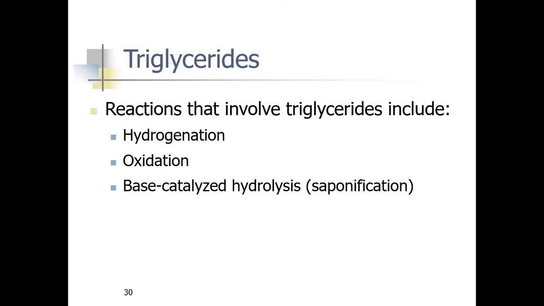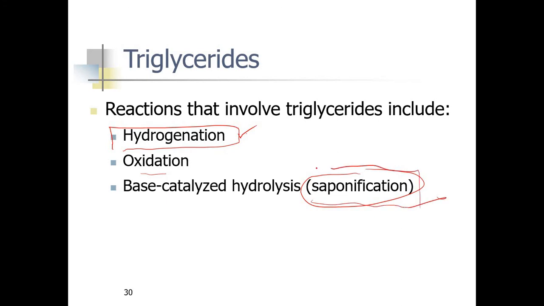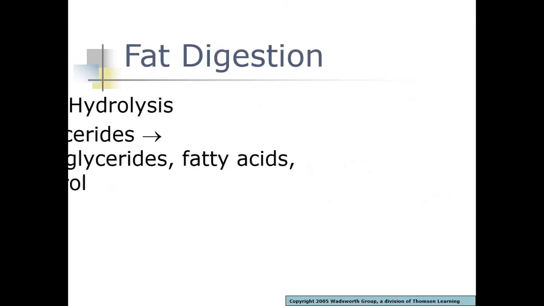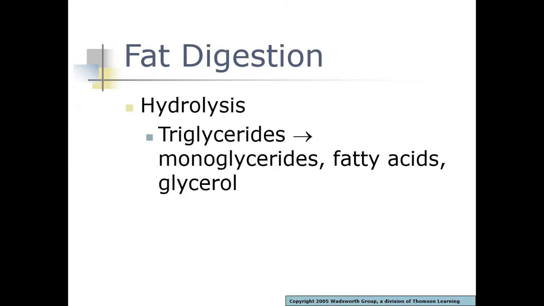The reactions that triglycerides undergo are hydrogenation. You have observed this when unsaturated fats are converted into saturated, or unsaturated cis becomes trans. They also undergo oxidation and base-catalyzed hydrolysis, or saponification. This process is what is used in the making of soap. But we will not go there. So let's proceed to fat digestion.